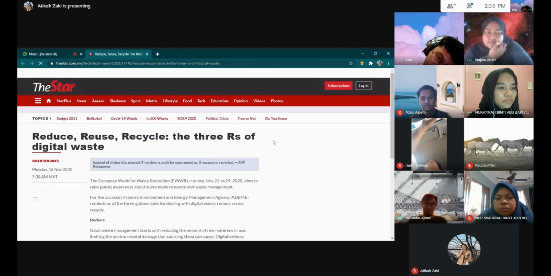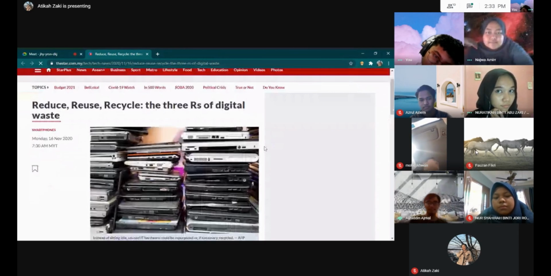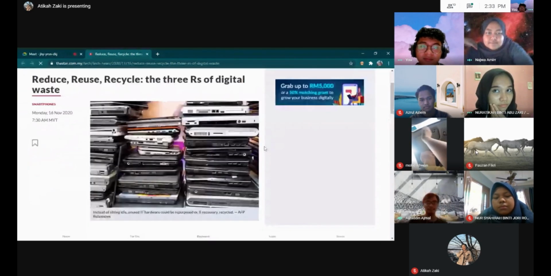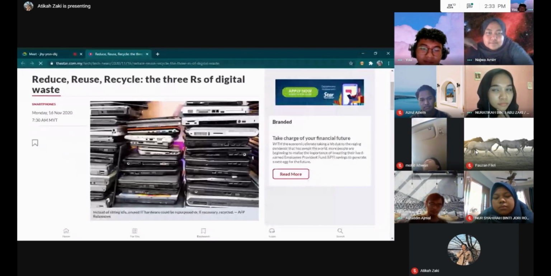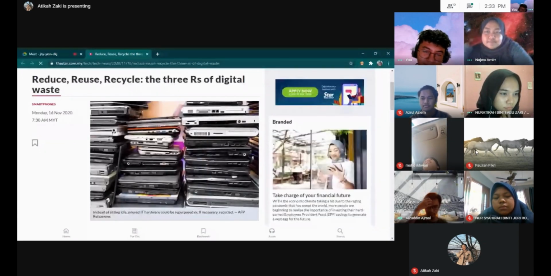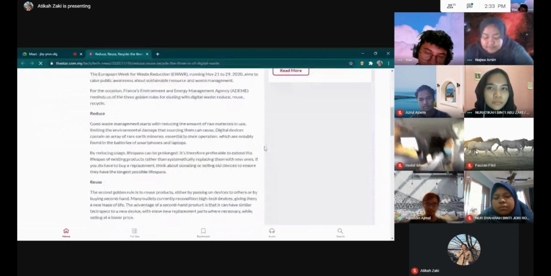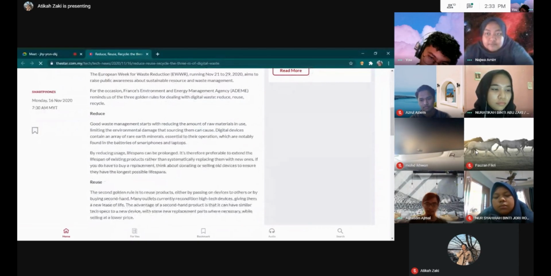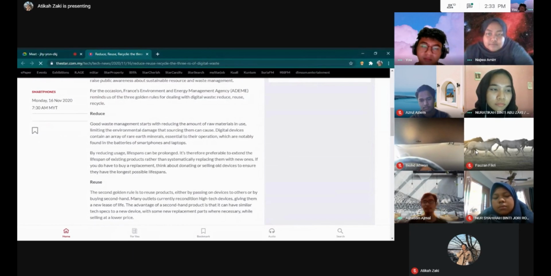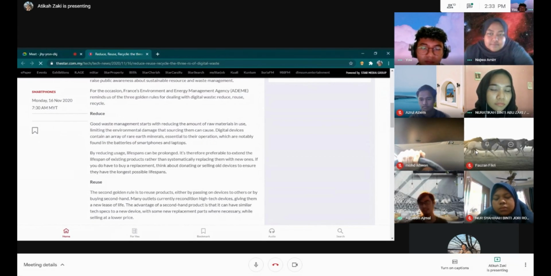Okay, this is my article from The Star, and the title is Reduce, Recycle, the Three R's of Digital Waste. Basically, the importance of these three R's is to give sustainable resources and waste management, by sustaining the resources so we can develop the technology.